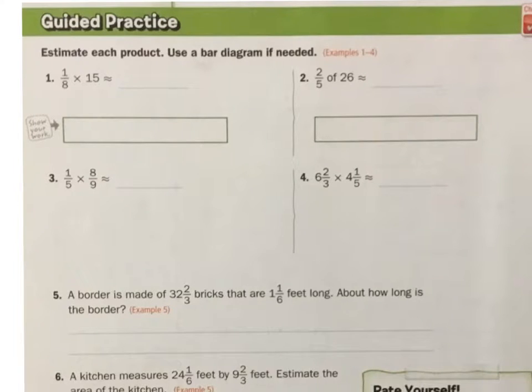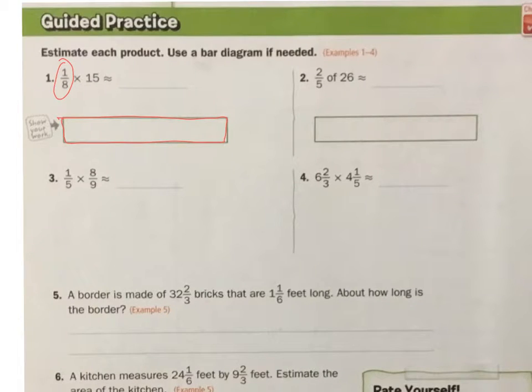This is the guided practice for 4.1, and we're going to be estimating each product. So we have fractions. These first two are fractions times a whole number, but we're going to estimate it, and I'll show you how to do this. So right here, I have 1/8. So I need 1 of 8 parts. So I'm going to make this, here's my 1 whole, but I need 1 of just 8 parts.